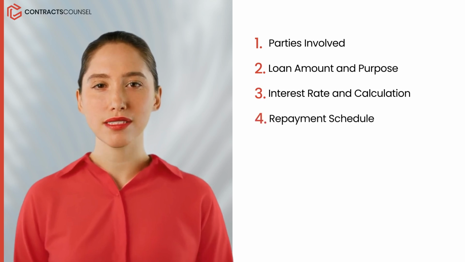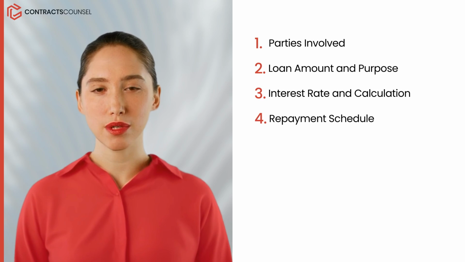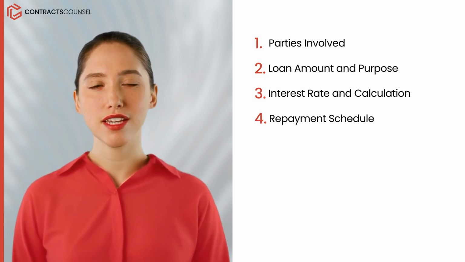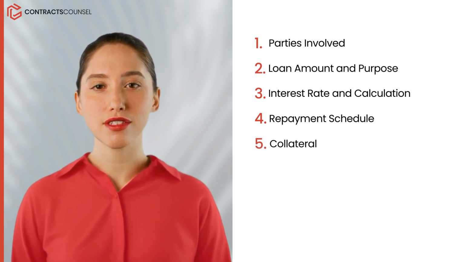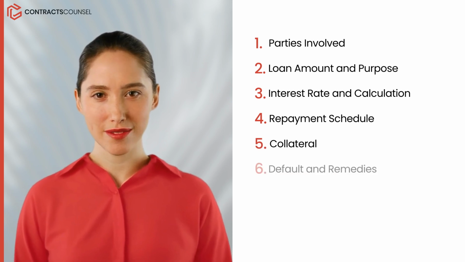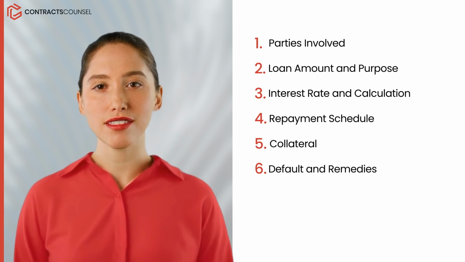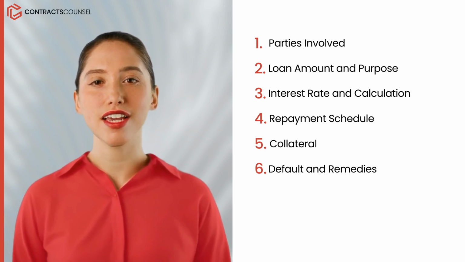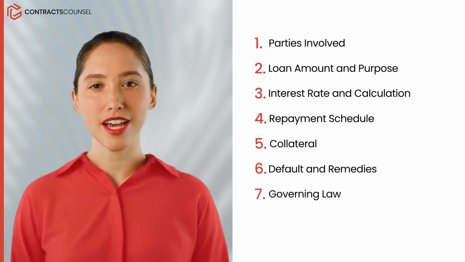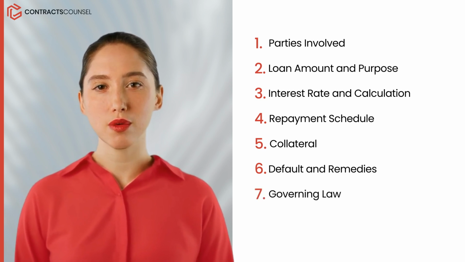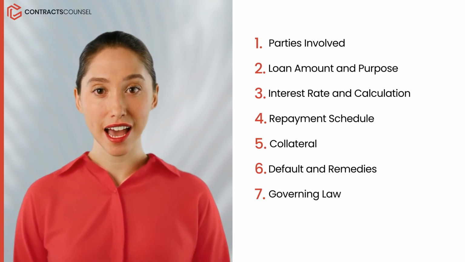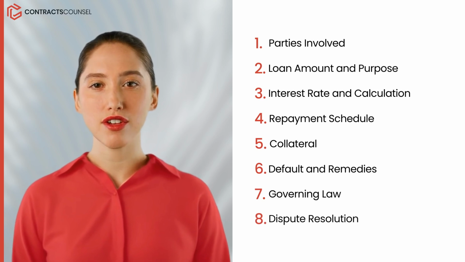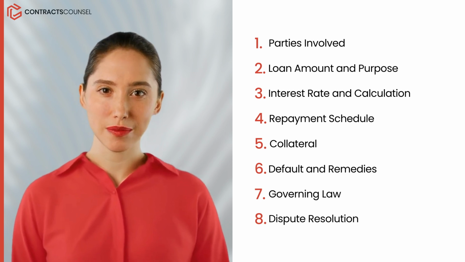4. Repayment schedule. Understand the repayment schedule, including the frequency and amount of payments. 5. Collateral. If the loan is secured, ensure that the details of the collateral are clearly defined. 6. Default and remedies. Review the clauses related to default and the lender's rights in the event of non-payment. 7. Governing law. Check which jurisdiction's laws will govern the agreement, especially if the lender and borrower are in different states or countries. And 8. Dispute resolution. Review the methods for resolving disputes, such as mediation, arbitration, or court litigation.